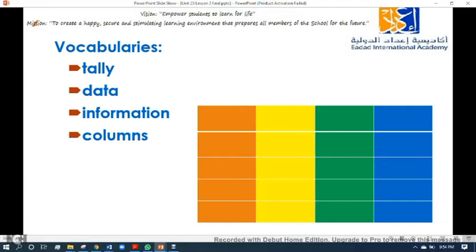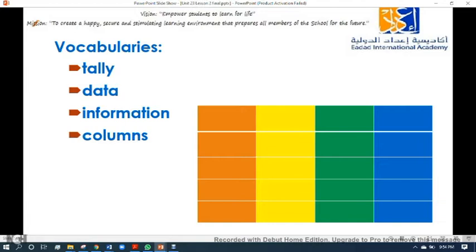This is the orange column, for example, yellow column, for example, that is from top to bottom or from the bottom to the top. You can recognize columns very easily because they are all standing. So we have the green columns, blue columns. All right, let's move on to our lesson.